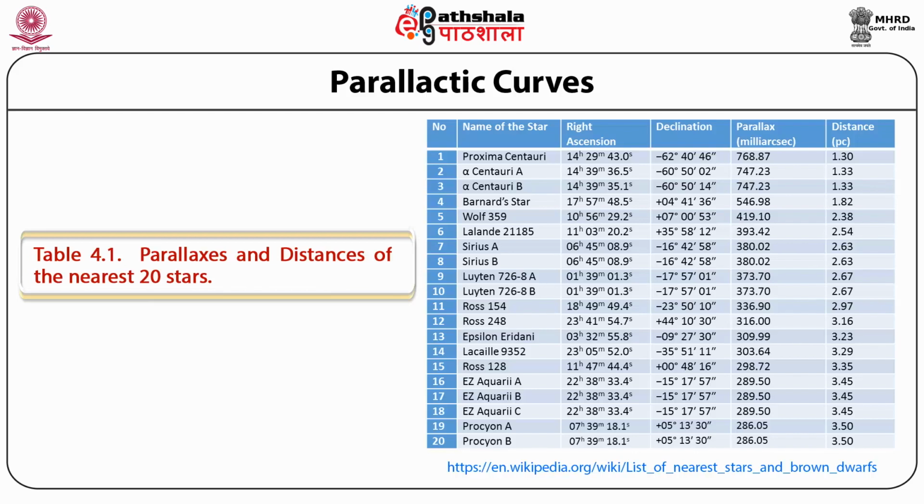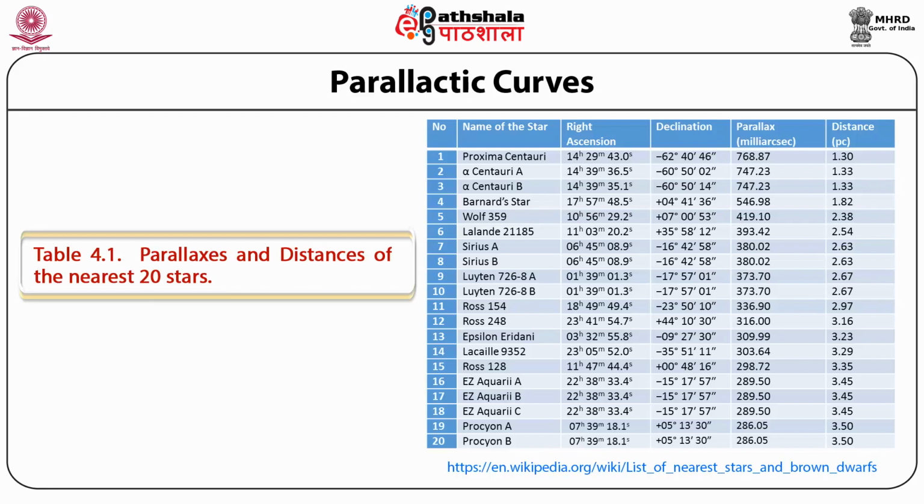This table shows the coordinates which are taken at the epoch of J2000, that is January 2000, and the distance of different stars. The parallax is measured in milli-arcseconds. The right ascension of Proxima Centauri is 14 hours 29 minutes 43 seconds and its declination is minus 62 degrees 4 minutes 46 seconds. Parallax measured in milli-arcseconds is 768.87 and its distance is 1.30 parsec.